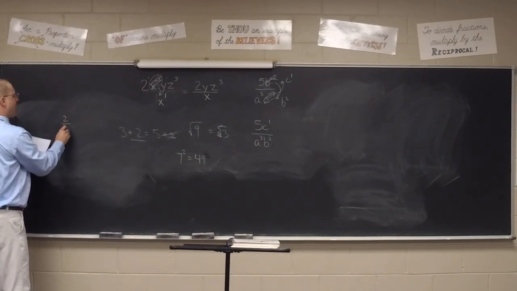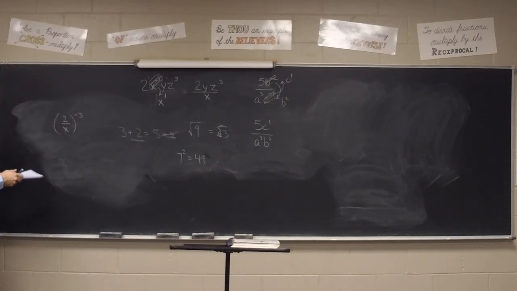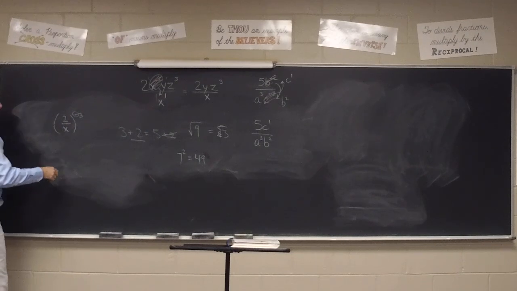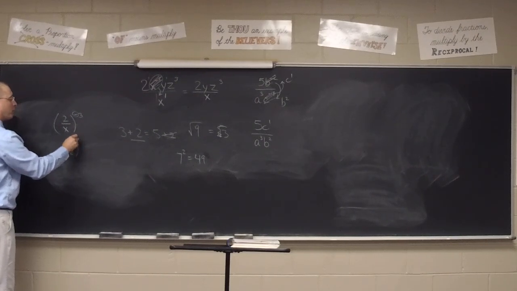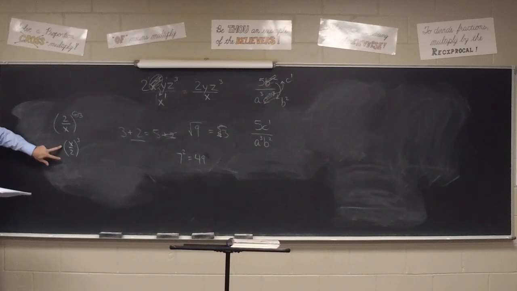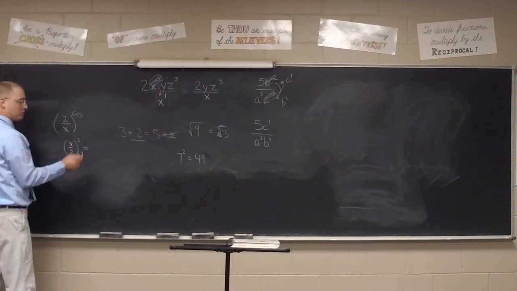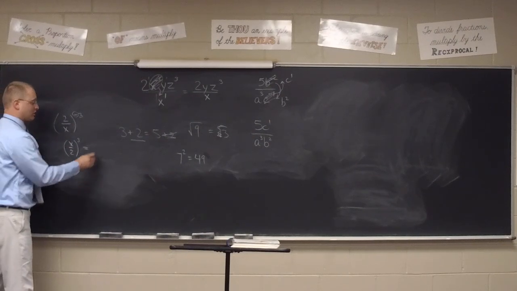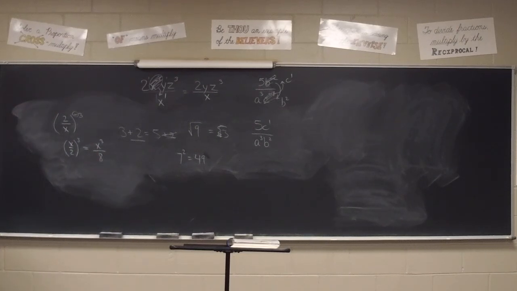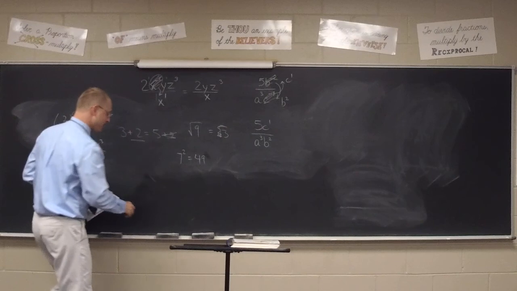What about this? 2 over x to the negative third. Well, here, what do I need to take the reciprocal of? 2 over x cubed. So the reciprocal of 2 over x would be x over 2, and now I will cube. Does that make sense? The negative says reciprocal. There's the reciprocal. I'm done with it, and now I'll cube to get, what's x cubed? X cubed. And what's 2 cubed? 8. All right, questions on that one? All right, let me have you do several of these on your own now.